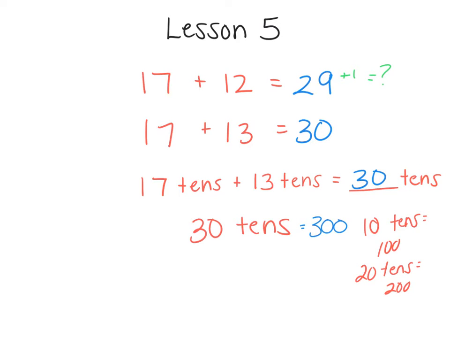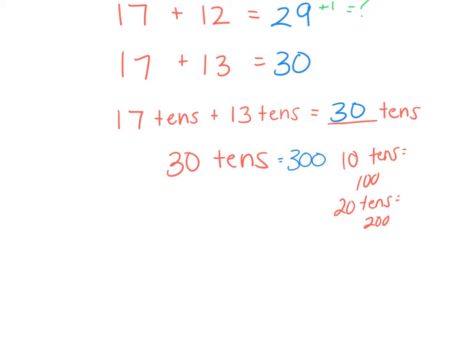So what we did is we were looking at a problem. We figured out a way to add it by using a similar problem, and then we were able to add it using a unit form. So we did 17 tens plus 13 tens equals 30 tens. And we know that 30 tens, because we're going to get to the part where we need to say, what does 30 tens actually equal? It equals 300.